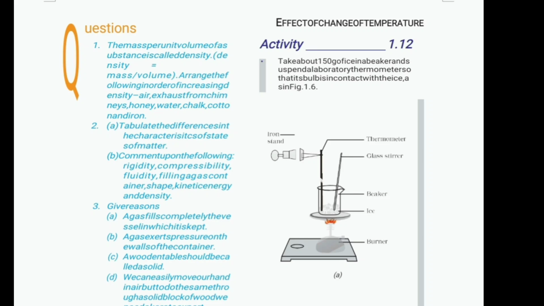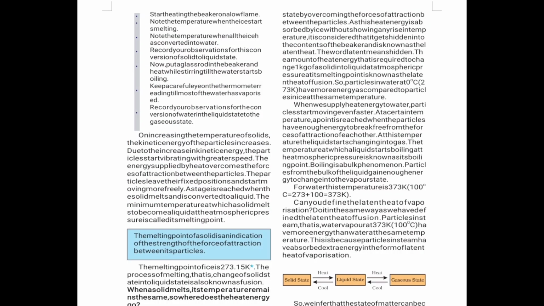1.4.1 Effect of change of temperature. Activity 1.12. Take about 150 g of ice in a beaker and suspend a laboratory thermometer so that its bulb is in contact with the ice, as in figure 1.6. Start heating the beaker on a low flame. Note the temperature when the ice starts melting. Note the temperature when all the ice is converted into water. Record your observations for this conversion of solid to liquid state.